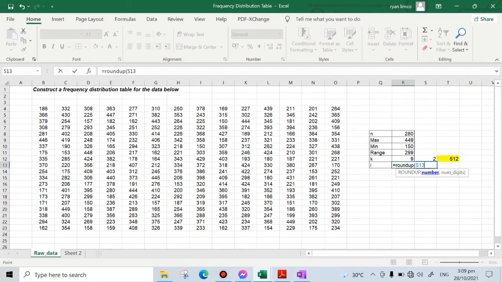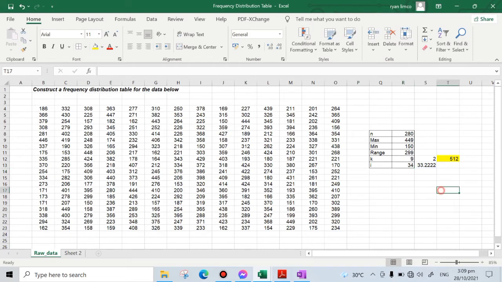Then, comma 0 para whole number siya. And that is equal to 34. What if this I here is already a whole number? So, magpa-plus 1 lang po tayo. So, round up tayo sa next higher number.